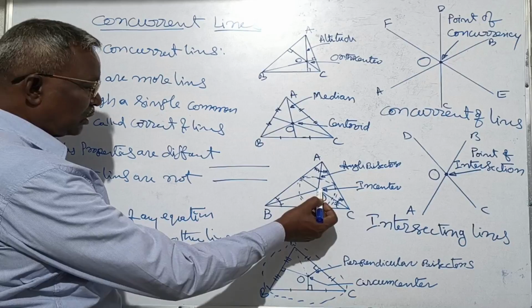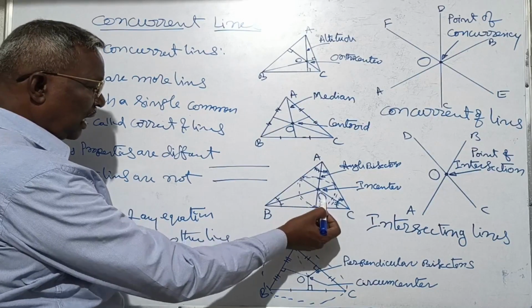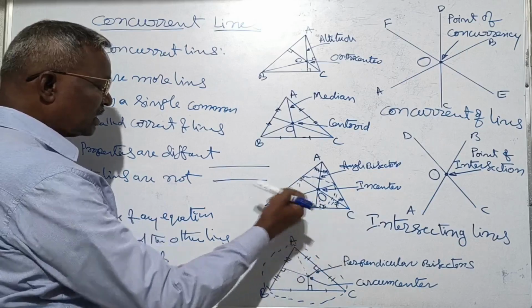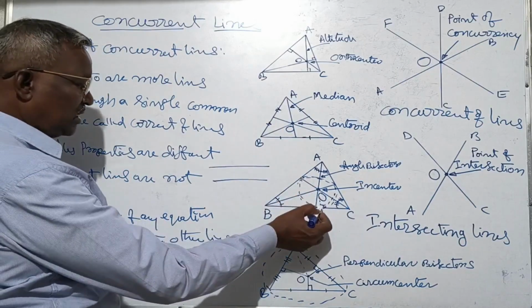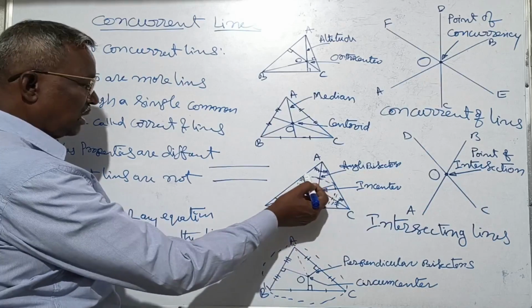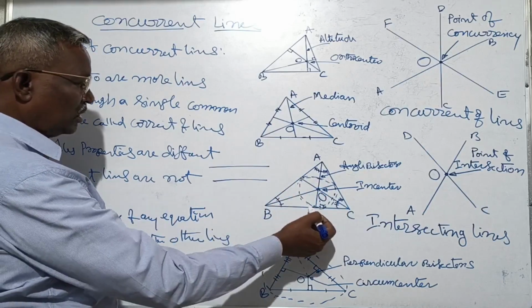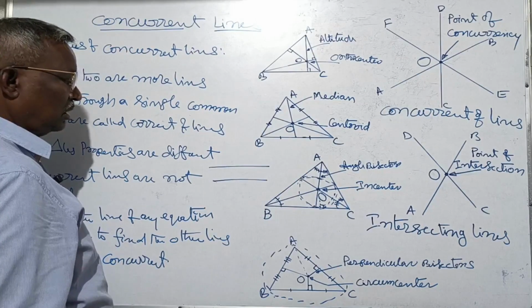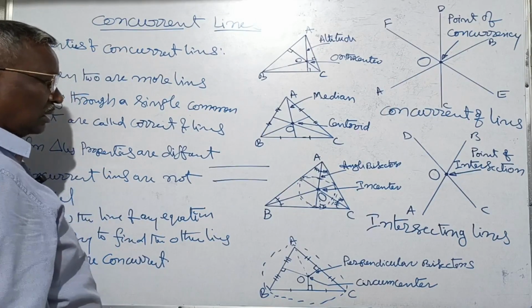From the incenter, you draw a line at a right angle to any side. You take that as the radius, then draw a circle. It will touch all three sides. This circle is called the incircle.